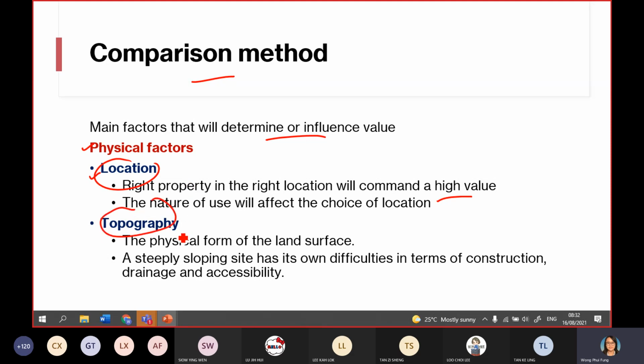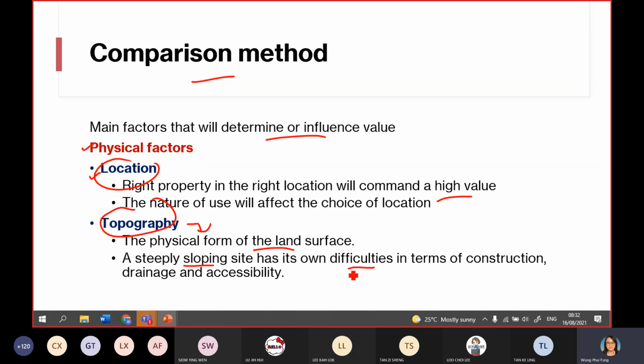Second, topography. Topography means the physical form of the land surface. A very steep and sloping site is actually very difficult to construct, because with a very steep and sloping site, you need to level it, you need to cut and fill. Or maybe the structure is not so strong, and you need a retaining wall, special maintenance to strengthen the land.